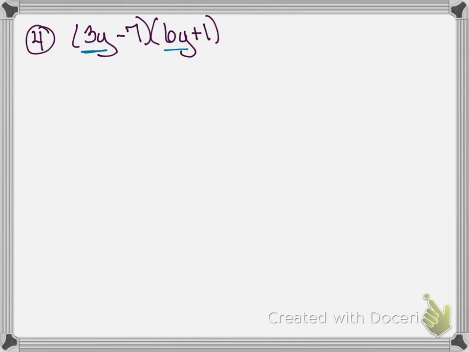Okay, number 4. 3y minus 7 times 6y plus 1. Okay, 3y minus 7 times 6y plus 1. So, first, I multiply my two first terms together. 3 times 6 is 18. y times y is y squared.